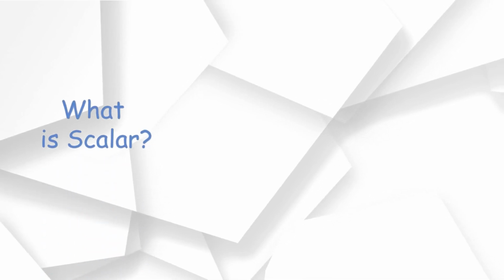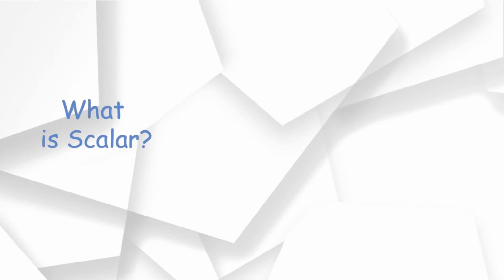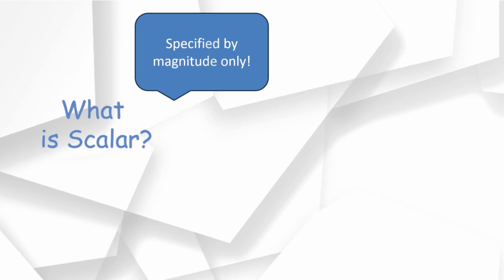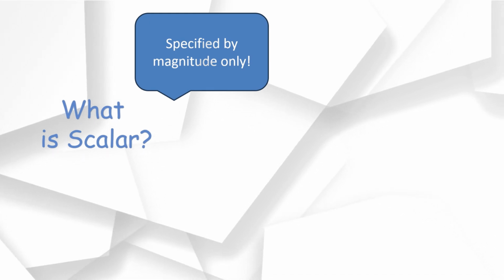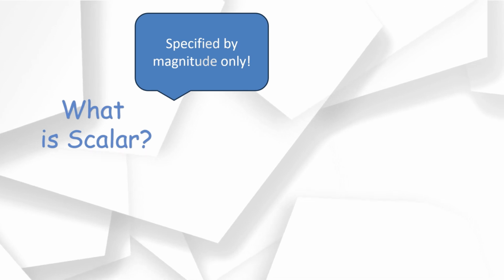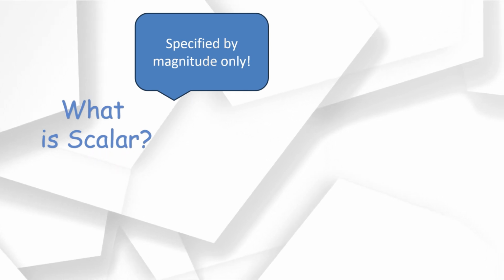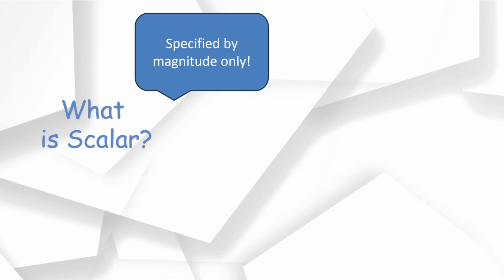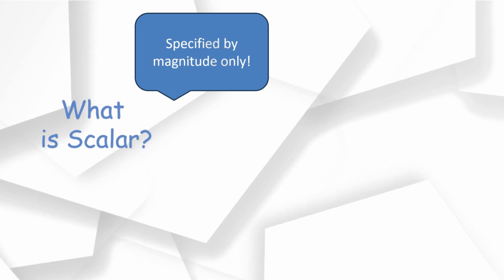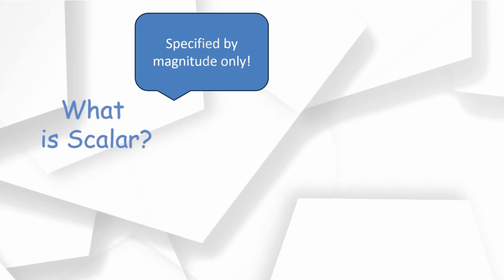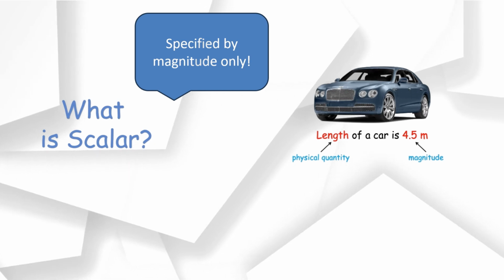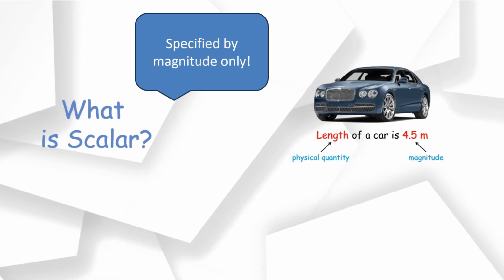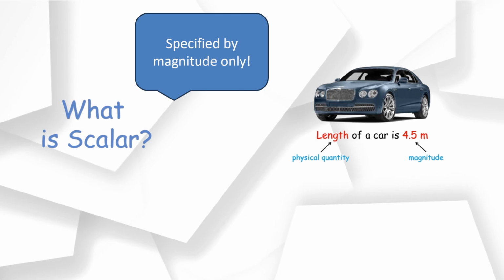So students, the first question is: what is a scalar? A scalar quantity is a physical quantity that can be fully described by its magnitude or amount without any reference to direction. Or in other words, scalars have magnitude only, no direction. And now what is meant by the magnitude? Just have an example. The length of the car is 4.5 meter.